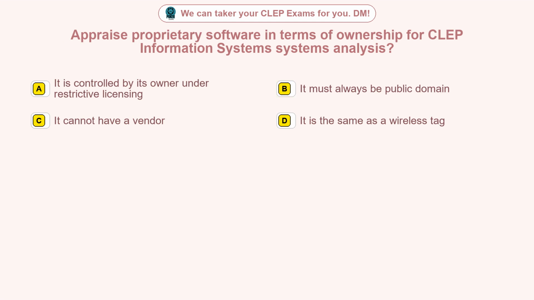Question 94. Appraise proprietary software in terms of ownership for CLEP Information Systems systems analysis. Option A. It is controlled by its owner under restrictive licensing. Option B. It must always be public domain. Option C. It cannot have a vendor. Option D. It is the same as a wireless tag. The correct answer is option A. It is controlled by its owner under restrictive licensing.